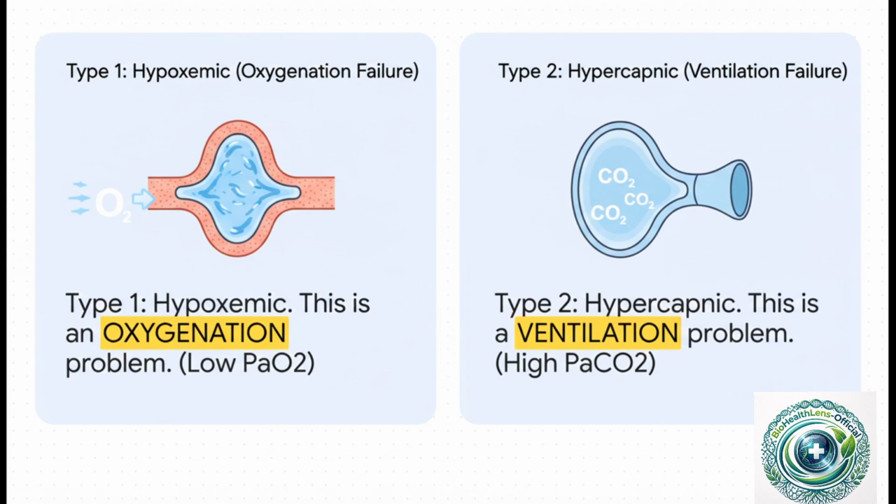Type 1 is an oxygenation problem. They can't get enough oxygen in. Type 2 is a ventilation problem. They can't get CO2 out.